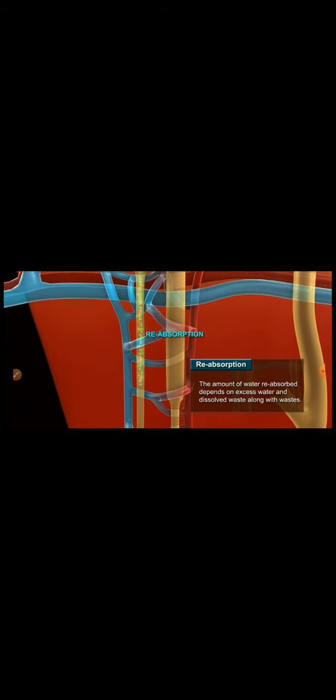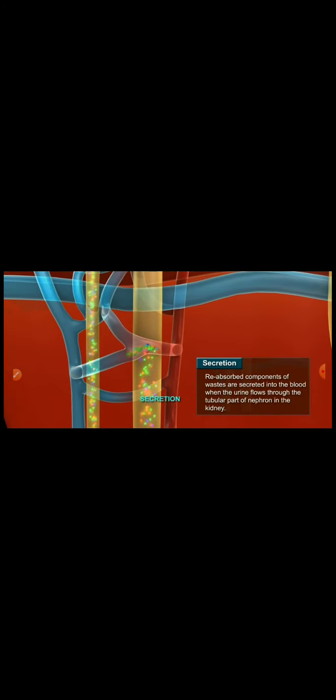Reabsorption. Some substances like glucose, amino acids, salts, and major water, which are filtered along with nitrogenous waste, are reabsorbed. The amount of water reabsorbed depends on excess water and dissolved waste along with wastes. Secretion. Reabsorbed components of wastes are secreted into the blood when the urine flows through the tubular part of the nephron in the kidney.